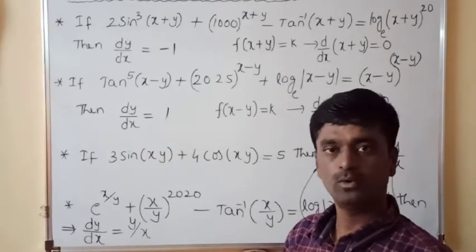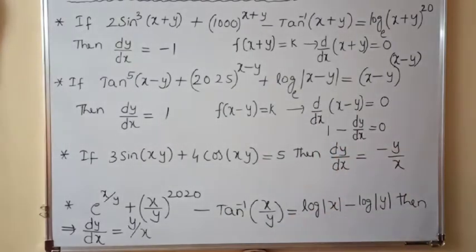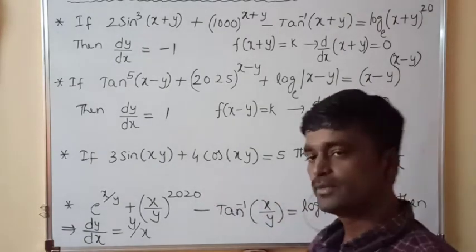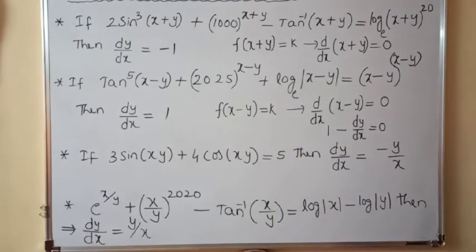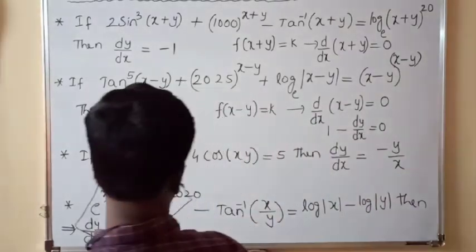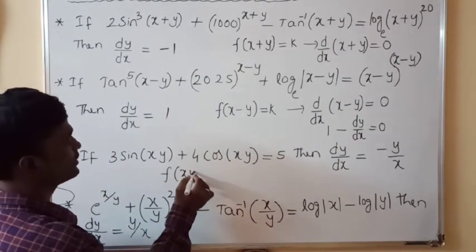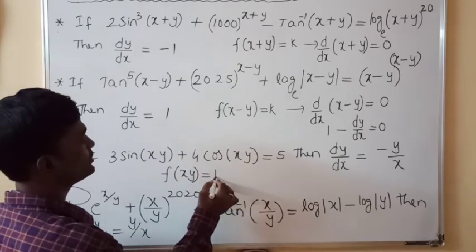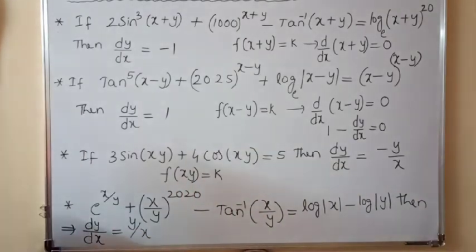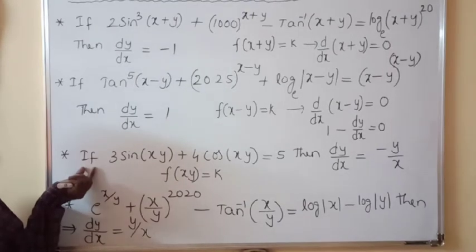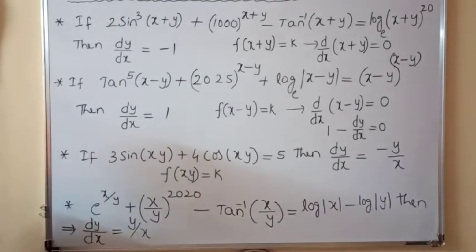1. In the same way, if you look at the third question, it looks like function of x into y equals constant. This is a previous year JEE problem only: if 3 sin xy plus 4 cos xy equals 5, then what is dy by dx? This is a previous year JEE problem only.